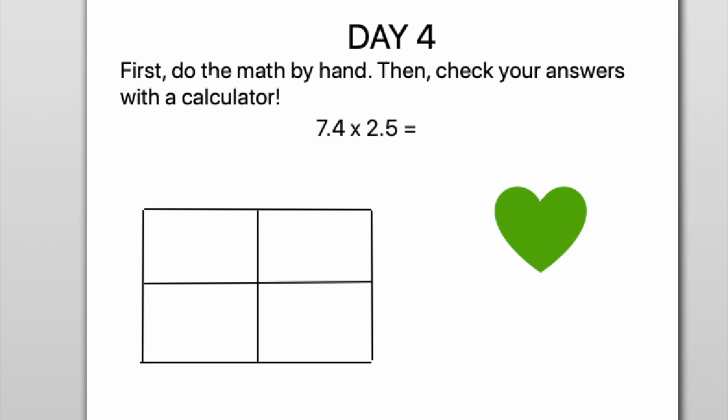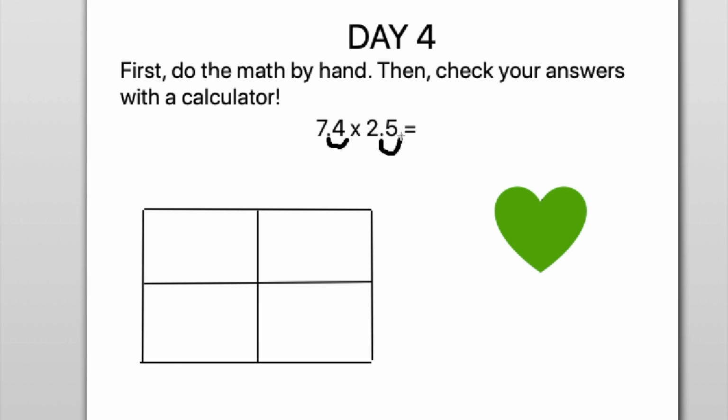Day 4. We're multiplying decimals today. First, we will do the math by hand, and then we will check our answers with a calculator. When we are multiplying decimals, we first need to move the decimals temporarily to get whole numbers. So for 7.4, we move it one spot to get 74. And for 2.5, we move it once to get 25. We need to remember that we've moved the decimals a total of 2 times so that we can add it back in at the end.